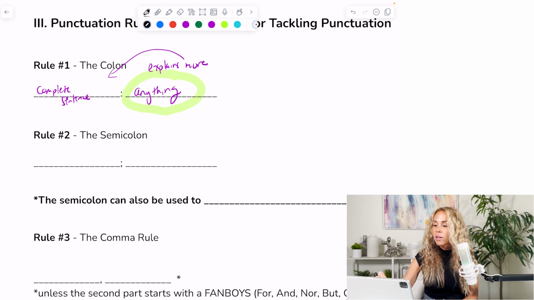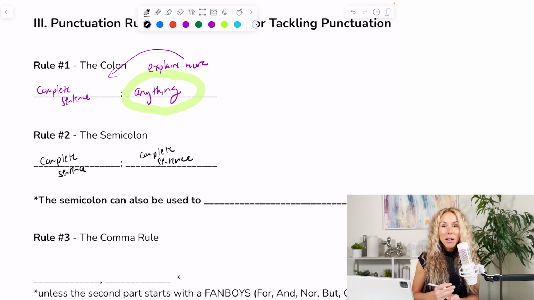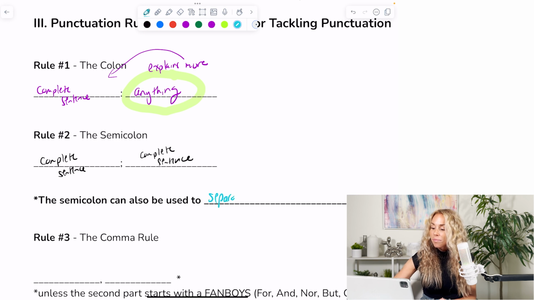Let's talk about the semicolon. The semicolon, you need to have a complete sentence on both sides, or an independent clause, if you like to call it an independent clause. So basically a semicolon is like a fancy period. It just separates two complete sentences. If you don't have two complete sentences, you can't use a semicolon, except there is one other usage of it that College Board has been testing a lot lately. I want you to be ready for this, especially if you're taking the test sometime in 2024, because I've noticed that this is trending, where the semicolon can also be used to separate items in a list.